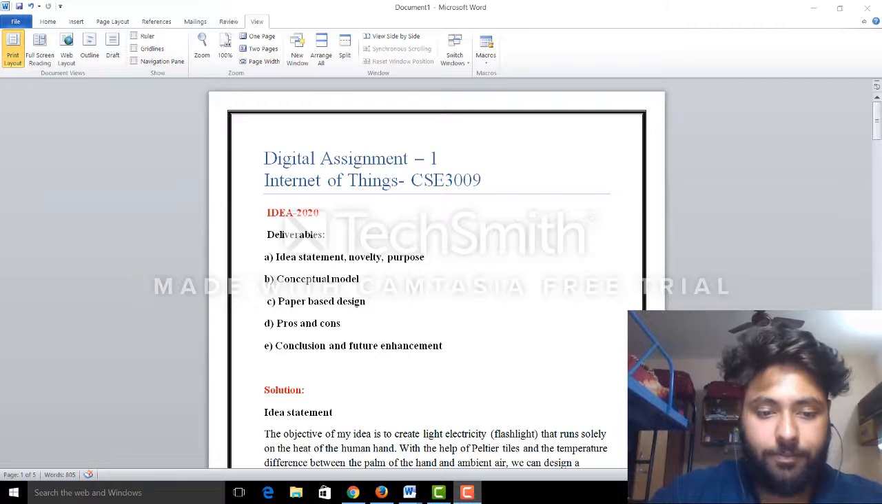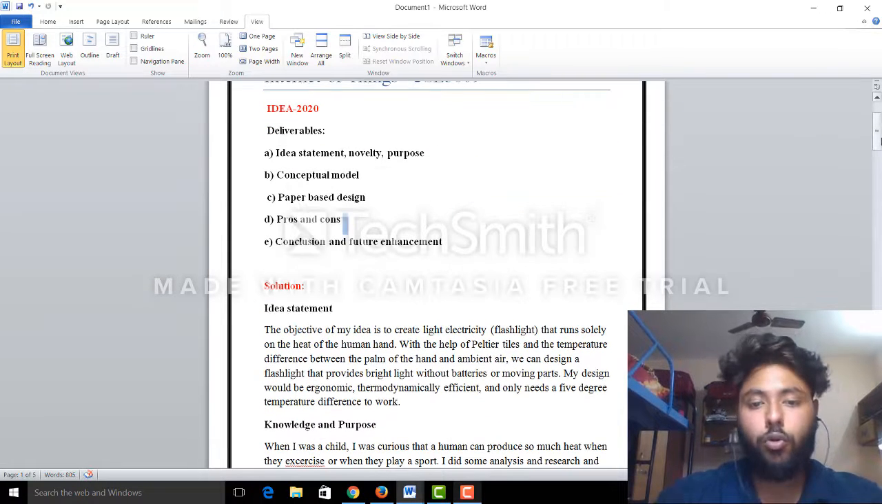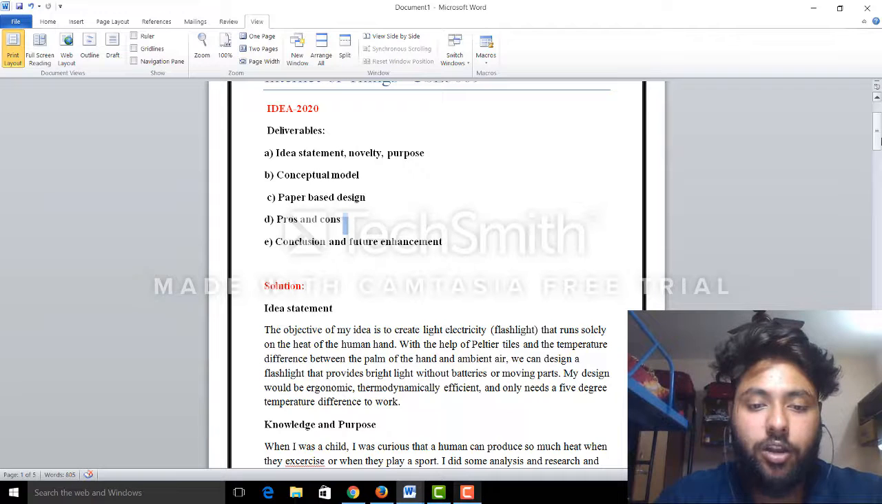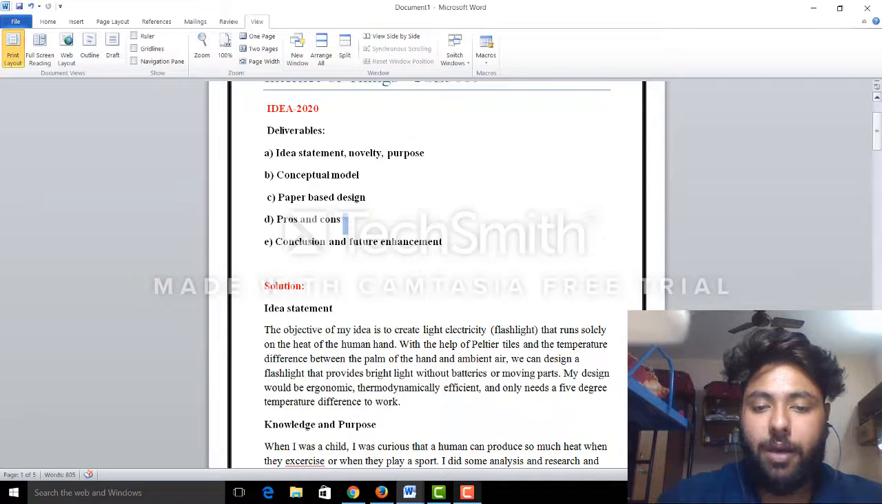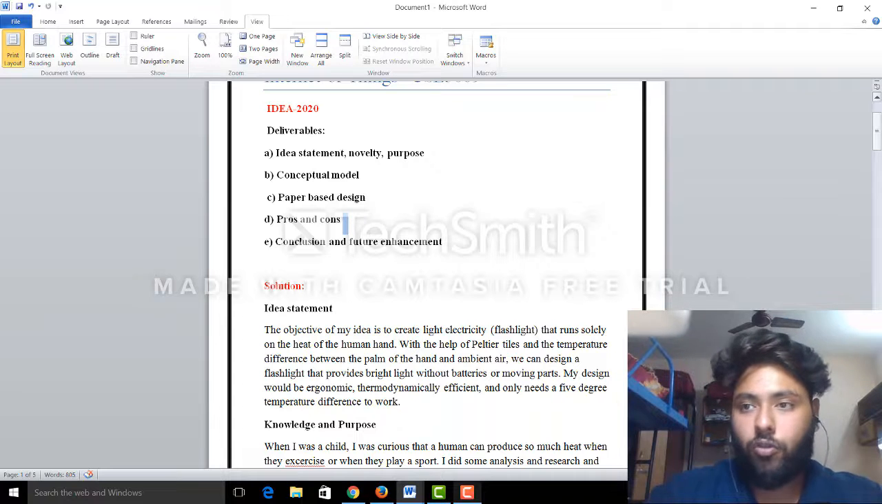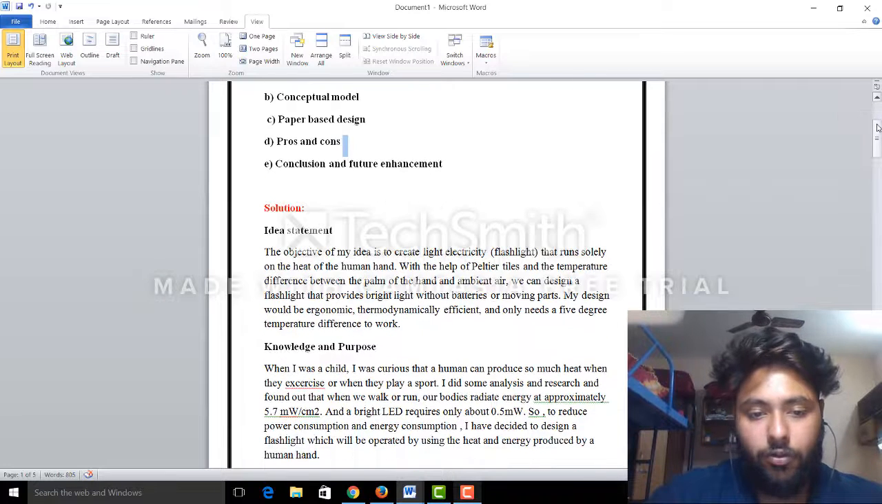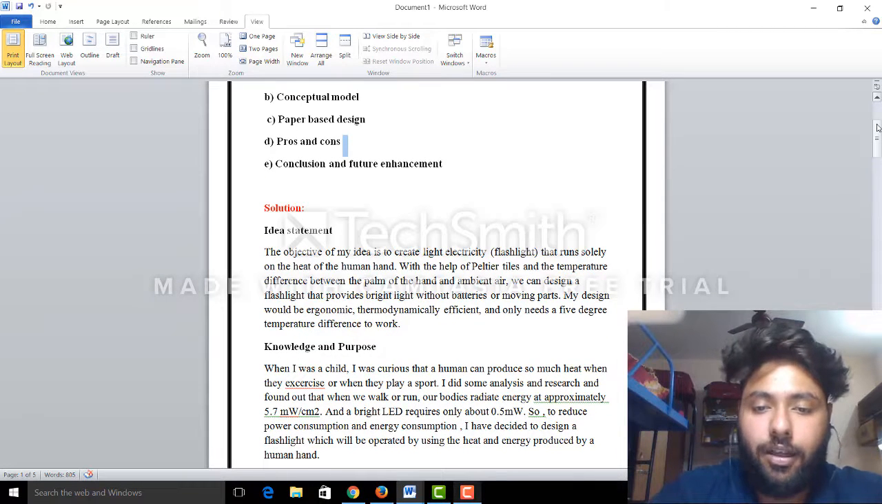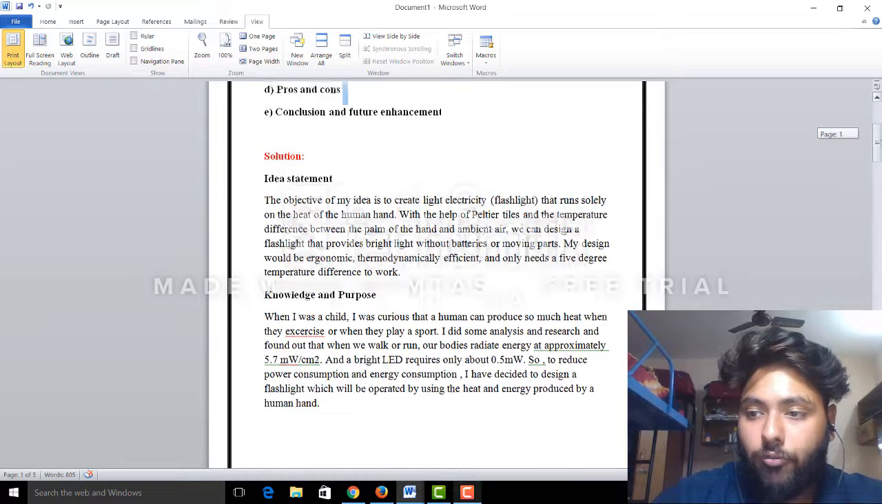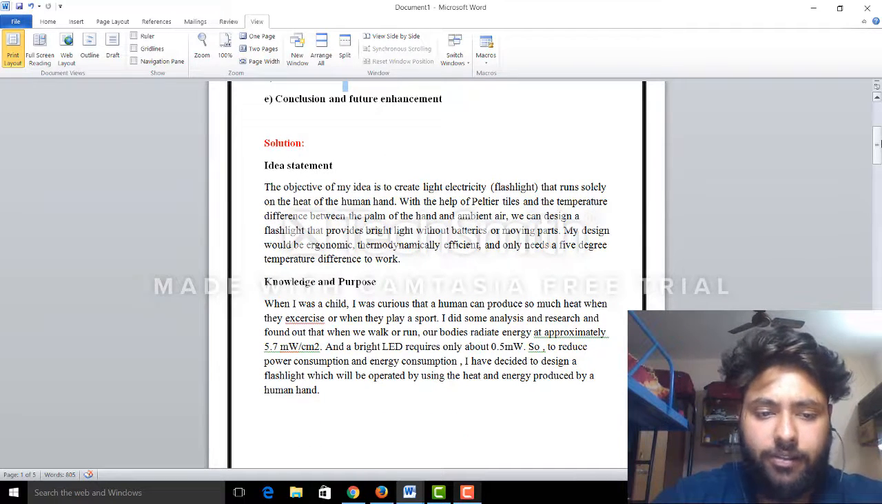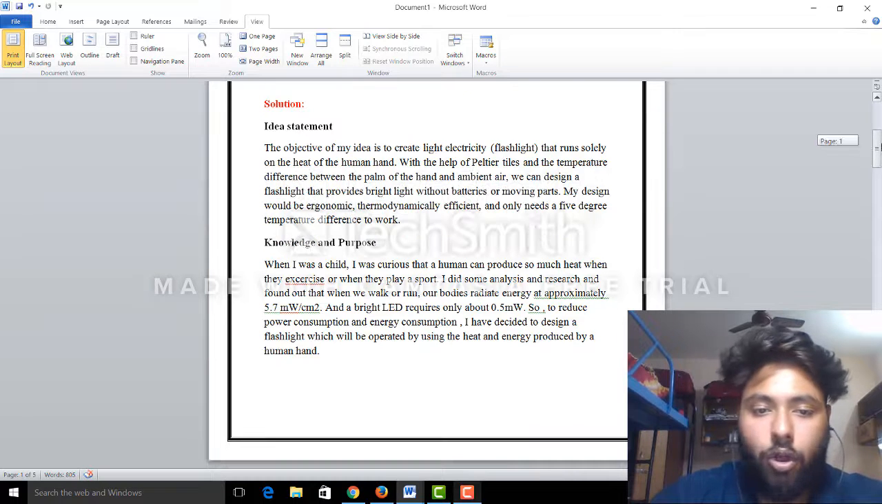My idea statement is to create a light that runs solely on the heat of the human hand. I'll accomplish this task with the help of Peltier tiles and the temperature difference between the palm of the hand and the ambient air. For instance, I have taken a flashlight as an example. I'll try to generate electricity in the flashlight with the help of Peltier tiles and the temperature difference between the palm of our hand. From my analysis, it requires a 5 degree temperature difference to work.